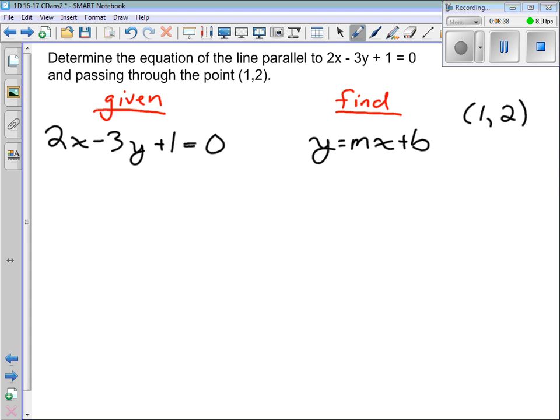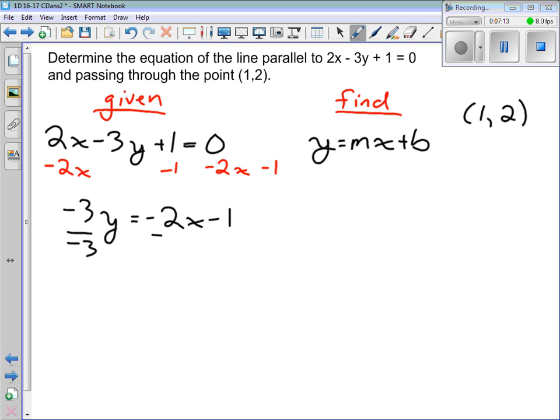So what I'm going to do is move the 2x and the 1 over to the other side by subtracting 2x and subtracting 1. If I do that on one side, I have to do it on the other side as well. So if I do that, I'll have negative 3y equals negative 2x minus 1. And then what do I need to do to get this in y equals mx plus b form? After I've got that stuff on one side, yeah, I got to divide everything by negative 3.